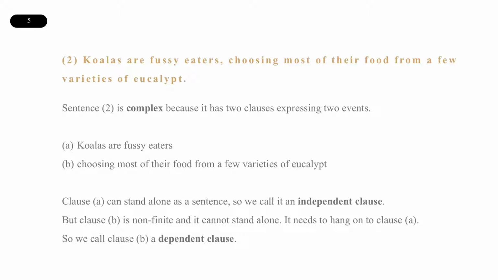Sentence 2 is a complex sentence because it has two clauses expressing two events. So clause A can stand alone as a sentence, so we call it an independent clause. But clause B is non-finite and it cannot stand alone. It needs to hang on to clause A, so we call clause B a dependent clause.